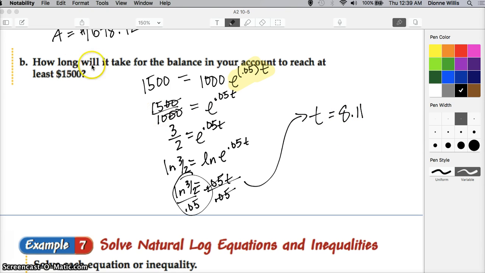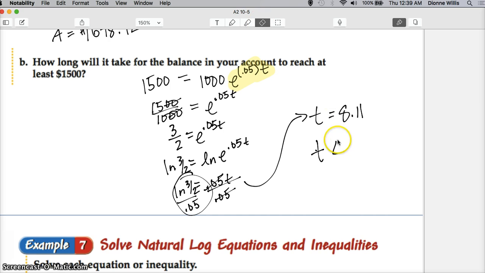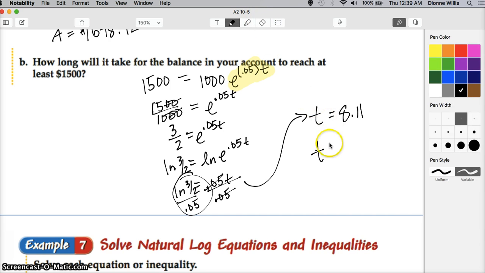And I'm looking at the problem again. It says, how long will it take for the balance in your account to reach at least $1,500? And so that means that T has to be at least, the smallest T can be would be 8.11, meaning T could be greater, it could be more time. So we can write this as an inequality.